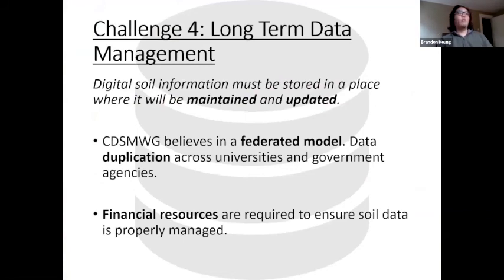We also need ways to ensure the longevity of the data and make sure that there are people to manage and update it. This might not seem like a glamorous job, but it is absolutely essential. And overall, the working group believes in a federated model whereby the data is duplicated and stored across multiple academic institutions and government agencies, because backing up data is always a good thing to do.